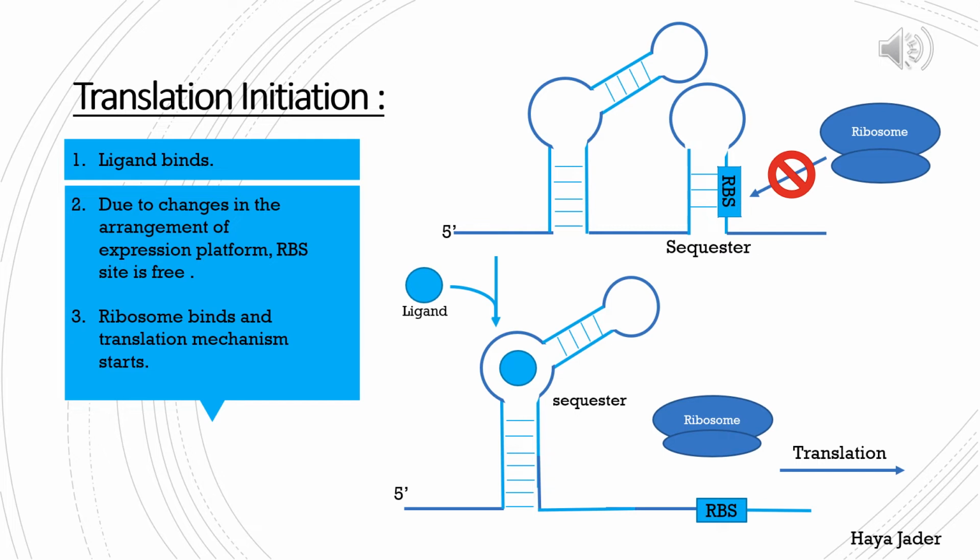The SD site is located 8 base pairs upstream of the start site. In initiation, the RBS is already not free, as shown. It's bonded to the mRNA. As the ligand binds, the conformation is changed, and the RBS breaks bond from the RNA and can be accessed by the ribosome, which starts the translation process to the stop codon.